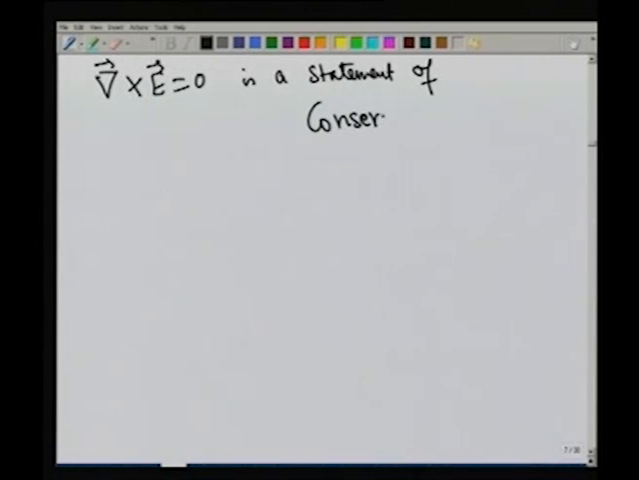Now, I am not going to derive this equation for you, but what I would like to emphasize is that this was possible because curl of E equal to 0 is a statement of what we call the conservative nature of the force field. So, let me again state that all of you are very, very familiar with that.